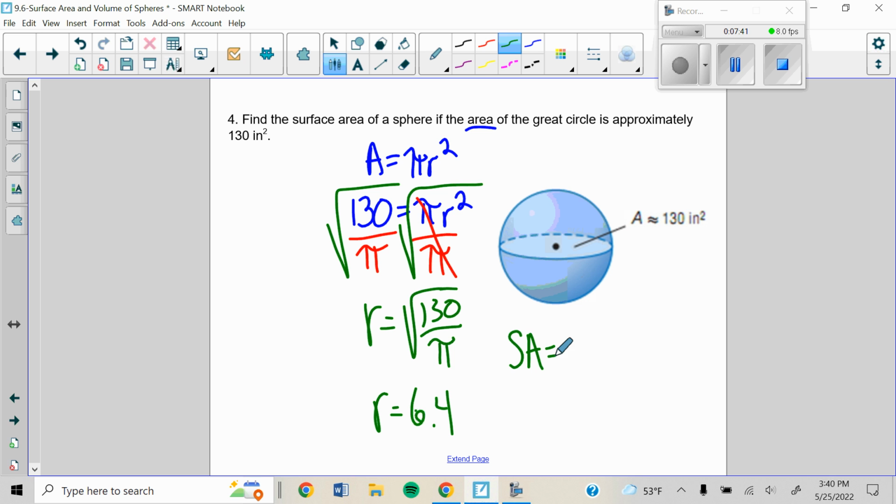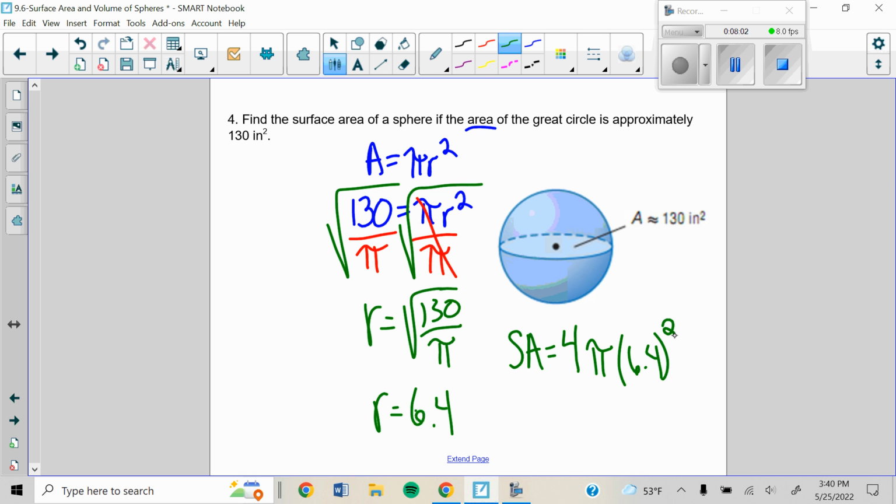And we're going to go ahead and plug it into the surface area formula. 4 pi times my radius squared. And we want to put in that rounded 6.4 in there. Don't pull your previous answer with all the extra terms. This way we're more guaranteed that we're going to get to the same answer.